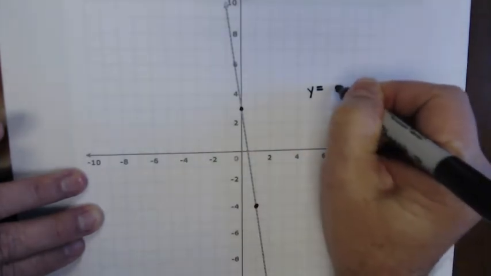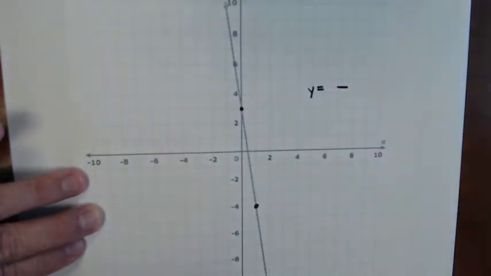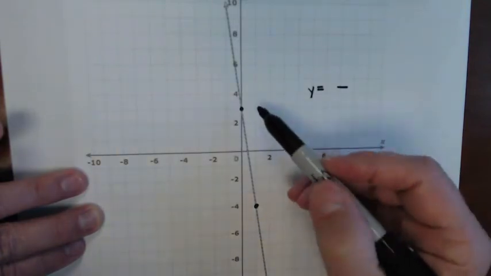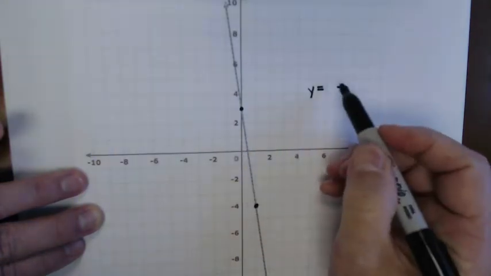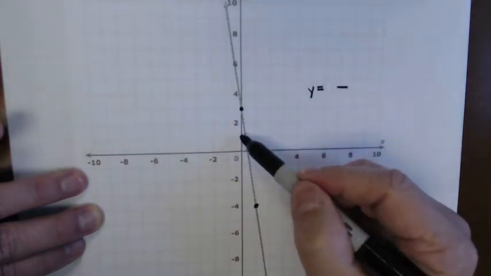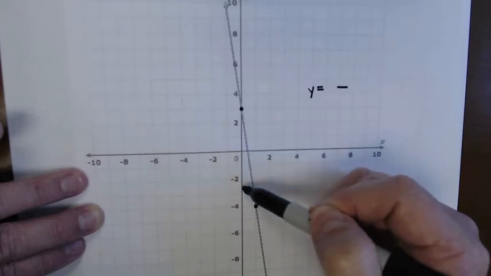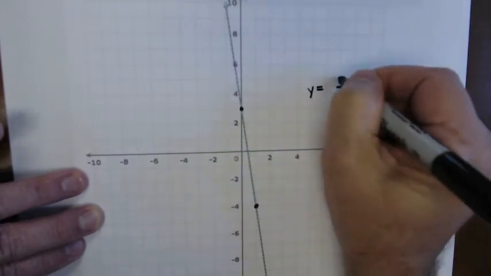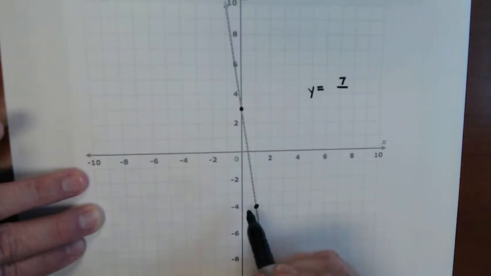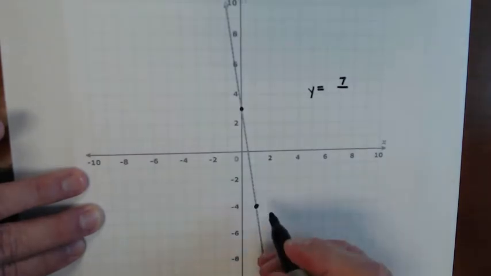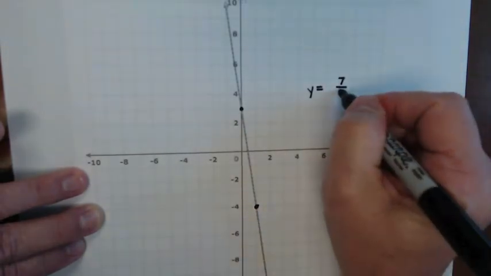Slope is usually a fraction, so I'm going to write my division bar, and I'm going to start counting. How many I count up and down goes in the top. 1, 2, 3, 4, 5, 6, 7. 7 goes in the top. How many I go across goes in the bottom. Well, I only had to go across 1.